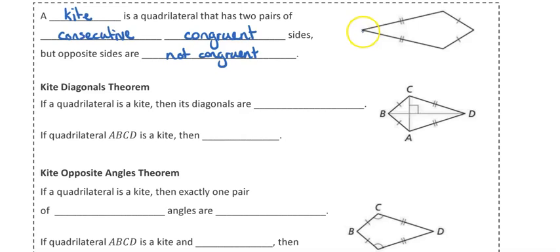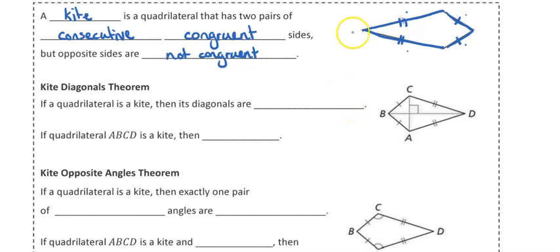All right, so for example, here is a pair. These two long sides are next to each other. They are touching, they share vertices, and they are congruent to each other. And then here's another pair right here, these shorter sides. They are also consecutive and congruent. But then you see the opposite sides are not congruent, here and here, not congruent.